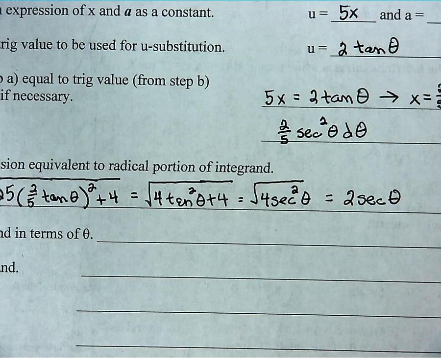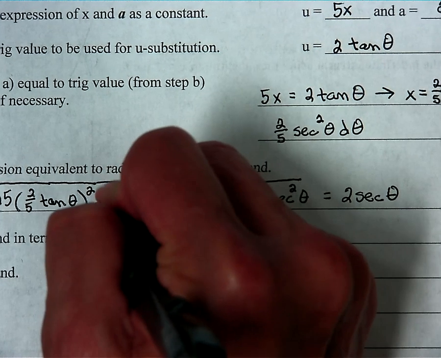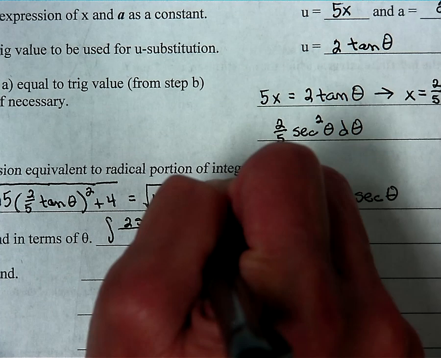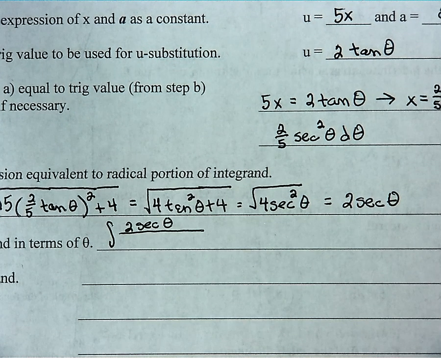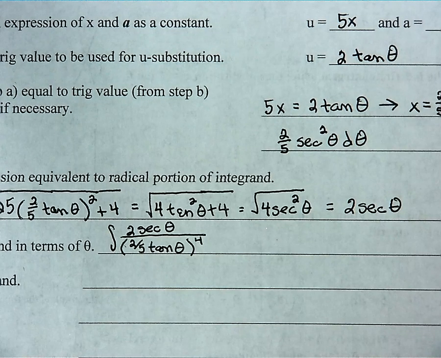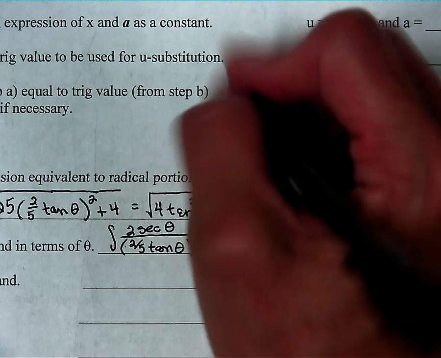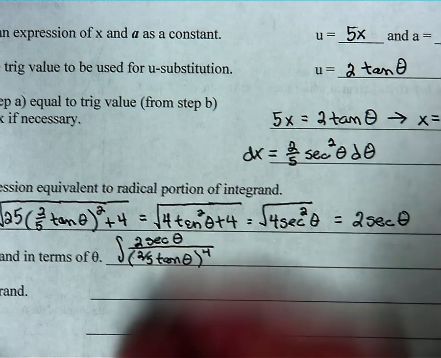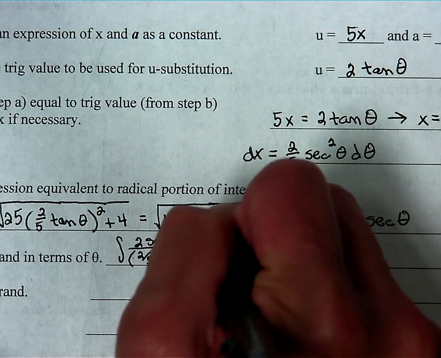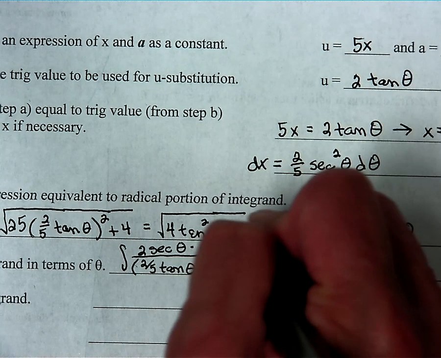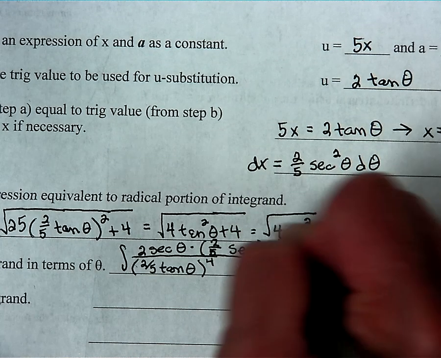And then it's time to rewrite the integrand in terms of theta instead of terms of x. Okay. The numerator is just what? 2 secant theta. And the denominator is what? Right. 2/5 tangent theta to the 4th. And don't forget the dx is, it would have helped if I had written dx equals right there beside it where I could see it, instead of having to look all the way across the paper. Dx is 2/5 secant squared theta. I'm just going to put that 2/5 secant squared theta in the numerator with the d theta out to the side.